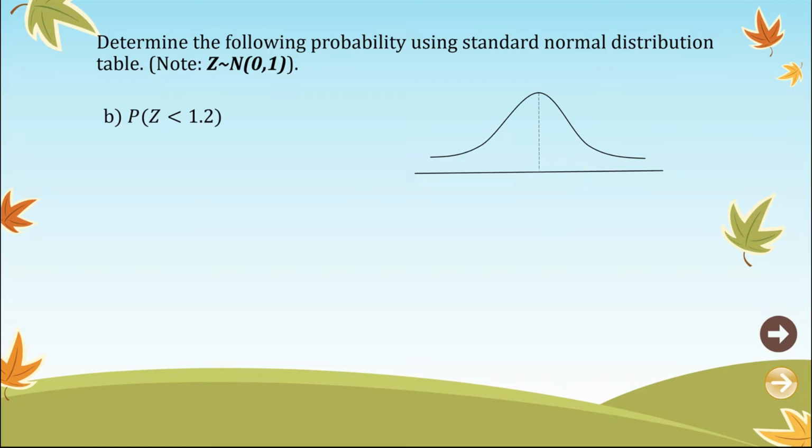So B is P(Z less than 1.2). Same as the previous example, in the middle is mean, 0, and 1.2 is on the right side. But for this question, the symbol is less than. It means that our area is on the left side.